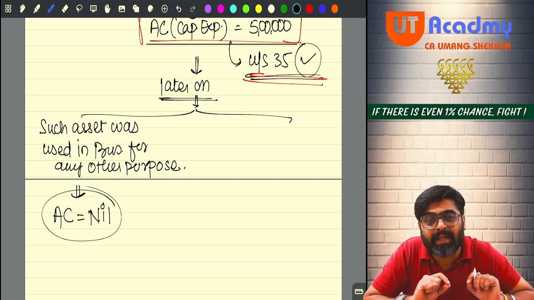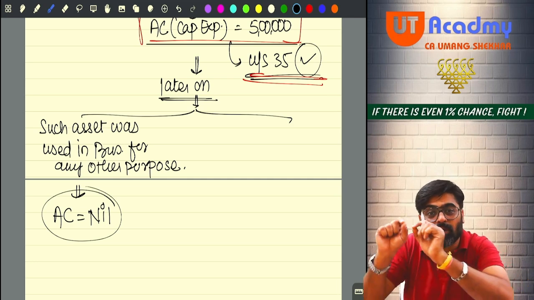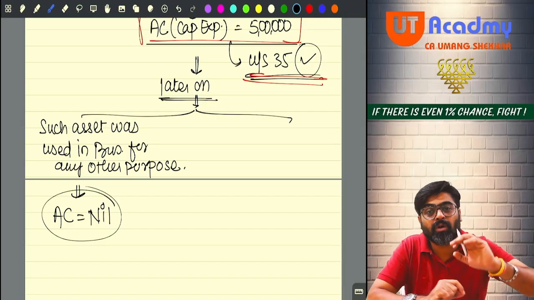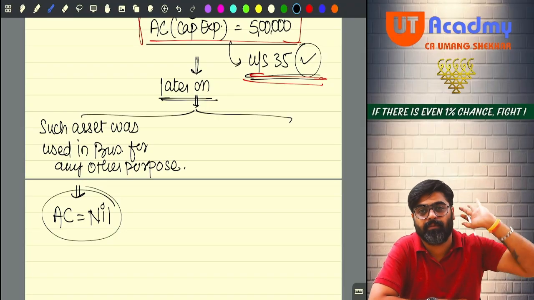But don't add any cost. Take the actual cost as nil because its entire cost we have already allowed under section 35.